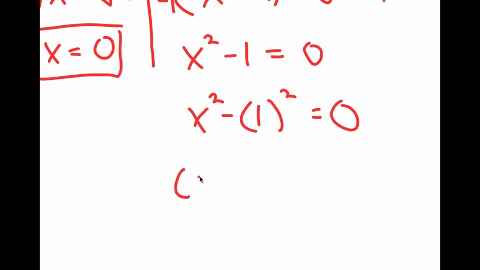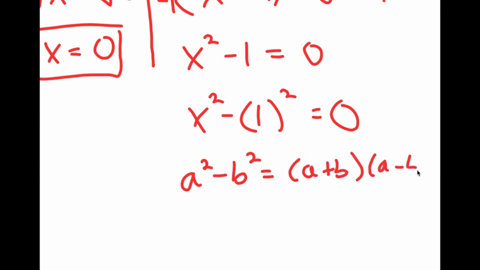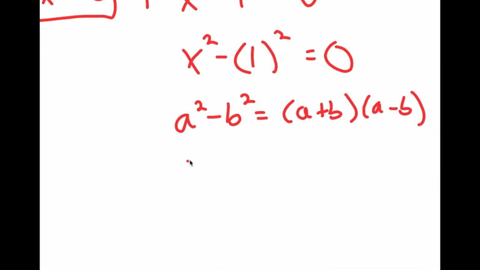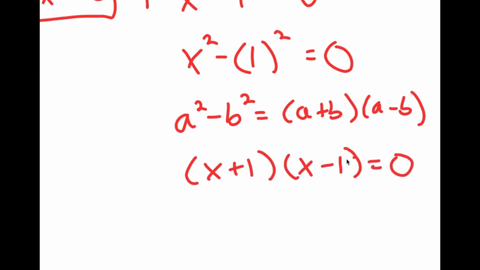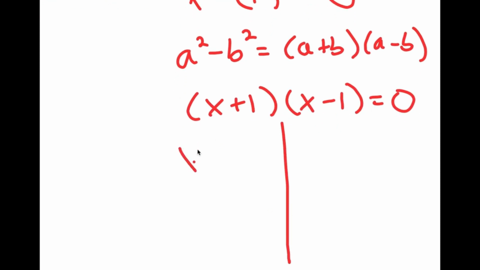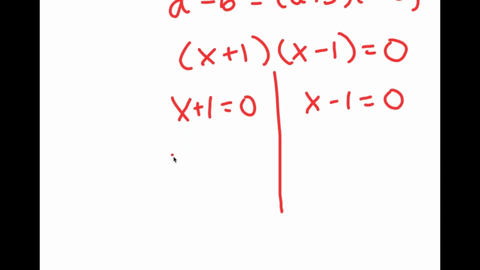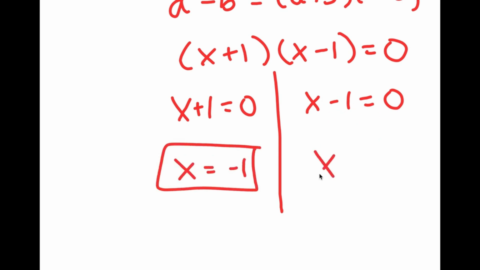And if I have something in the form a^2 - b^2, this is equal to (a + b) times (a - b). So this is equal to (x + 1)(x - 1) = 0, meaning I get two equations, x + 1 = 0 and x - 1 = 0. For x + 1 = 0, I get x = -1. And for x - 1 = 0, I get x = 1.